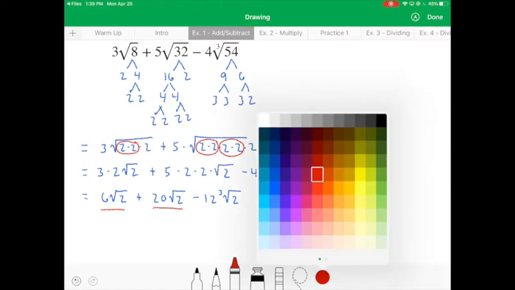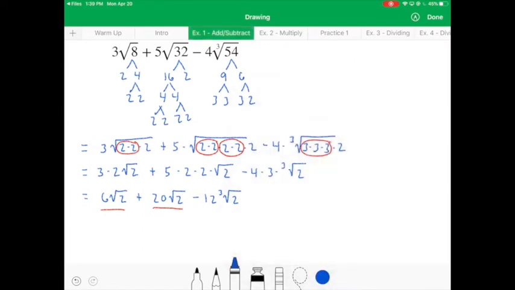So I'm able to combine these together, and when I combine them, I only add the numbers that are in front of the radical. I don't do anything with the 2 that's underneath the radical. So this is going to become 26 times the square root of 2, and then just carry down the subtraction of 12 cube root of 2. And this would be as simplified as that expression will get. Okay?